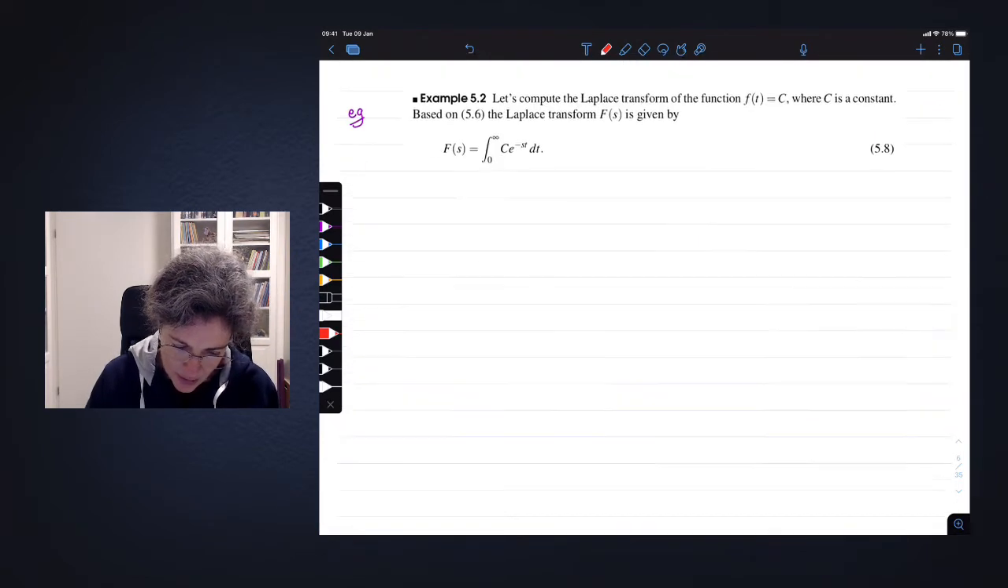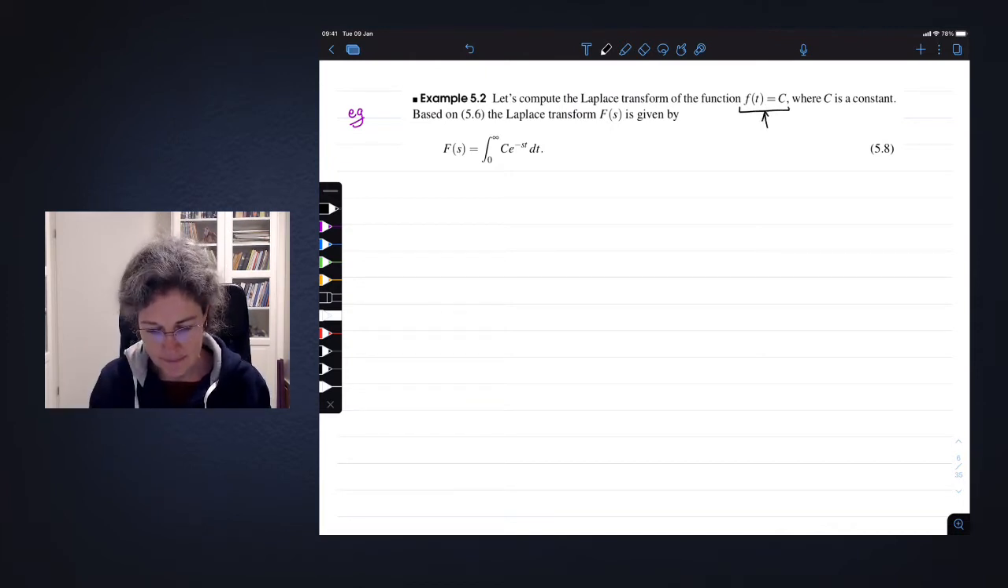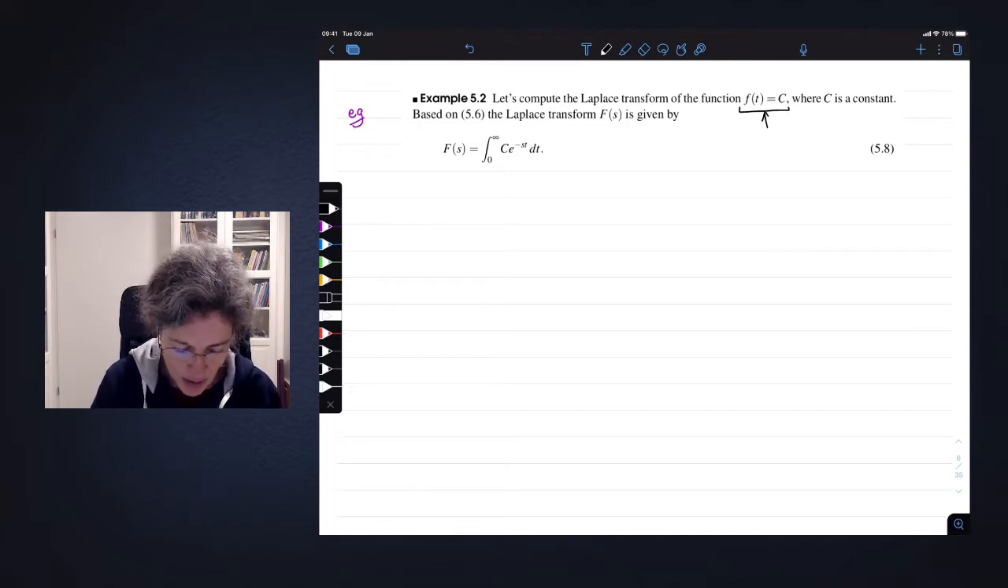Okay, so let's just do some examples. We're going to start by computing the Laplace transform of the super simple function f of t equals c. So this is just a straight line function. We're just going to work through a couple of examples and get to the point where we might see how we use this with solving ODEs, but we're not there yet. We're just doing the simple stuff.